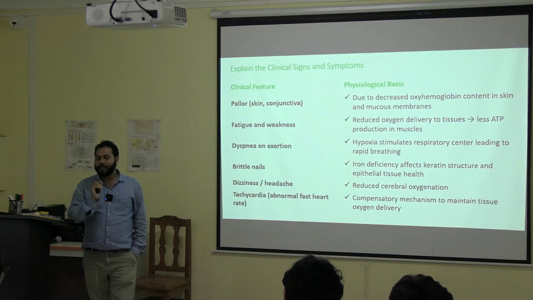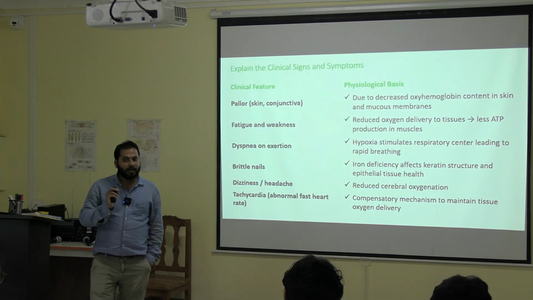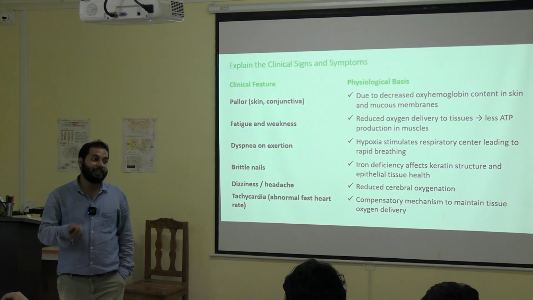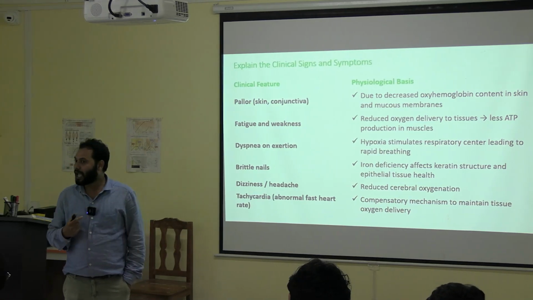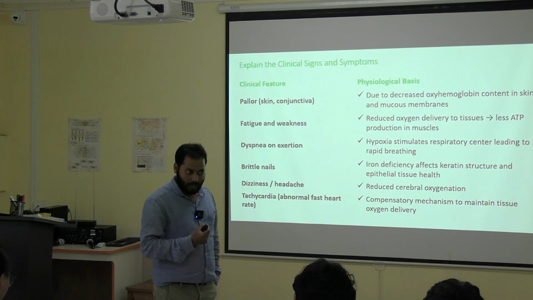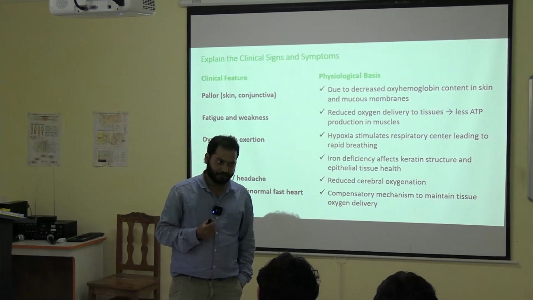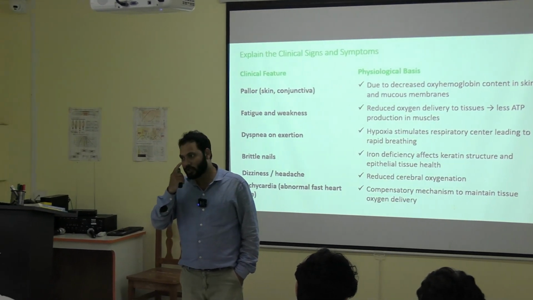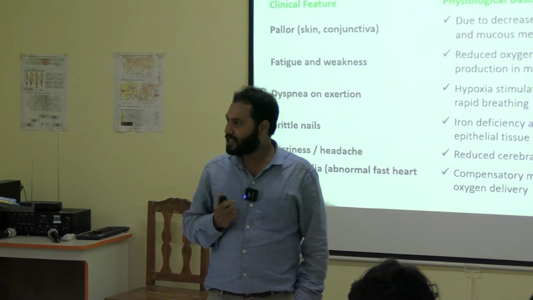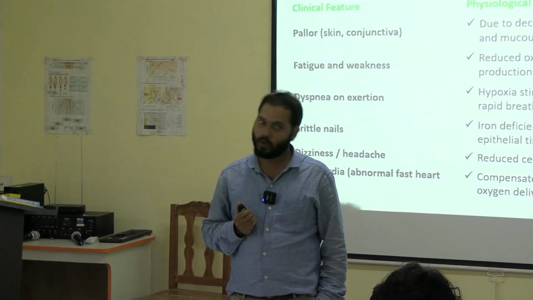Now, what about the most important information that we used for the provisional diagnosis? Is it sufficient for the final diagnosis or not? Based on this, can we say that yes, this is iron deficiency anemia? Can we say that?